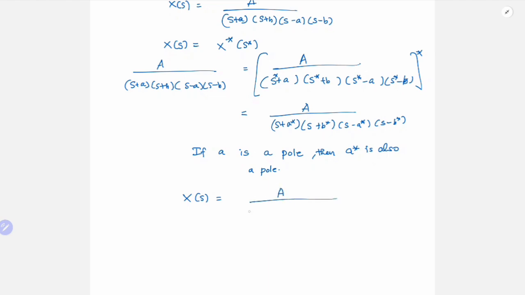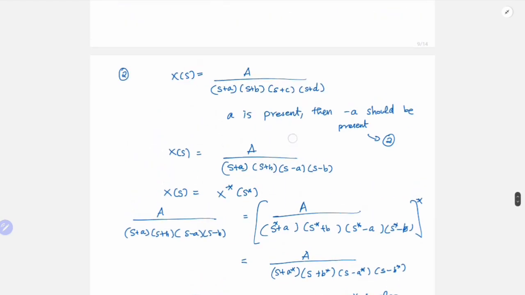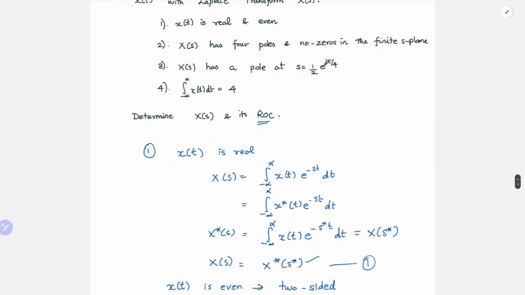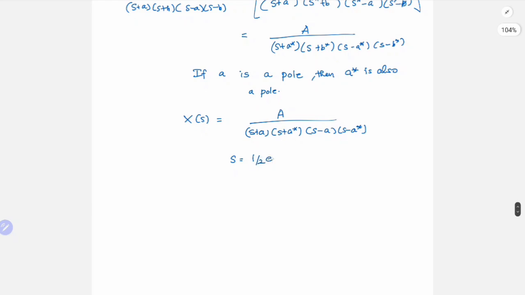So I have A by (s plus a) into (s plus a star) and (s minus a) into (s minus a star). Now you can see, using those two conditions, I have got this simple form. Now, if I know one pole, I can find all the other poles, right? And that is what our third condition is. S equal to half e power j pi by 4.